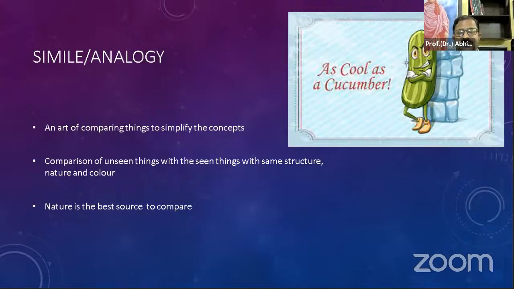So what Sushruta has done is observe nature, and compare the things in nature with the things in the body, so that a common man or a layman can have a proper explanation about the structure, concept, and even function of that body part. So nature is obviously the best source to compare.